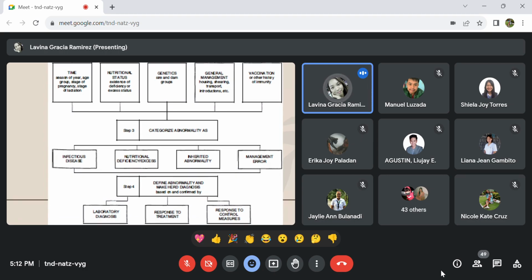So once you have identified that, and you want to be more specific about the causative agent, you then do other confirmatory examinations, defining the cause of abnormalities in the herd, at the same time looking at the response to management and treatment. If all of that coincides, it means you identified the cause of the disease.